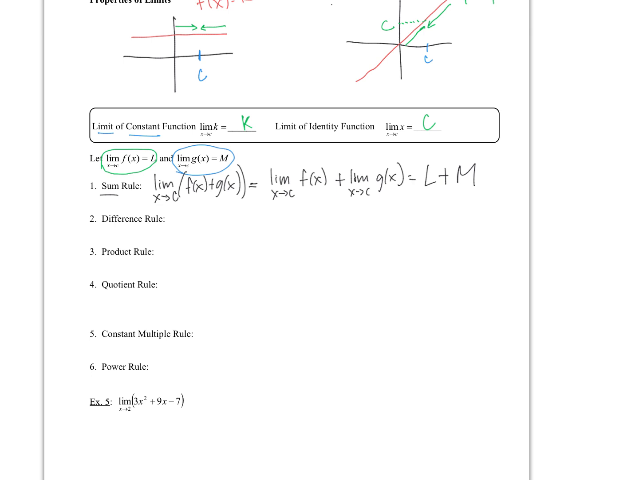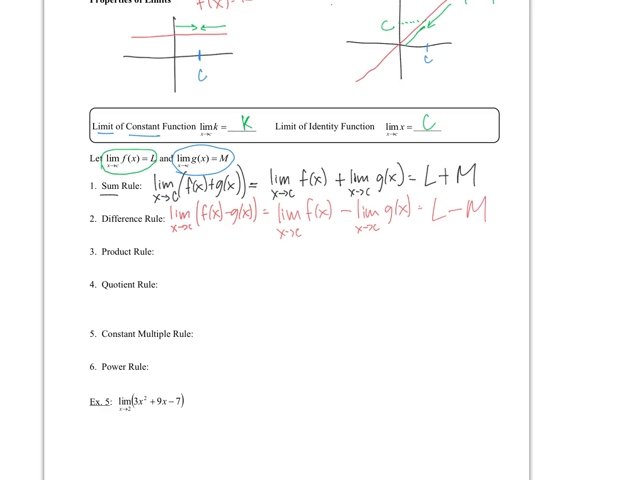All right, so now the difference rule is exactly, again, what you think it's going to be. It's the limit as x approaches c, but this time we are subtracting f of x minus g of x. So the limit of the difference is the difference of the limits, which looks like this. The limit as x approaches c of f of x minus the limit as x approaches c of g of x. L minus m.